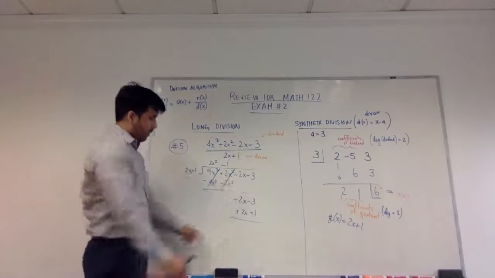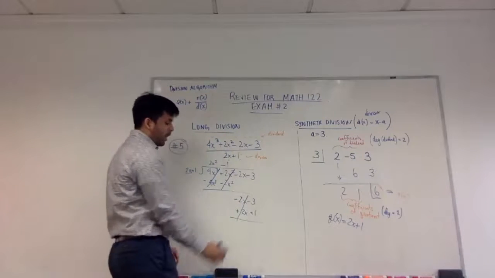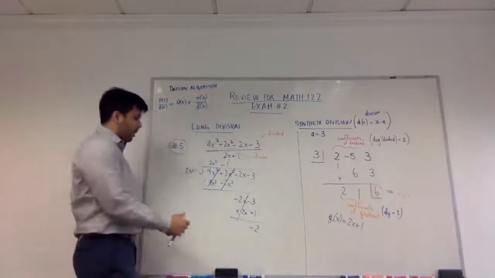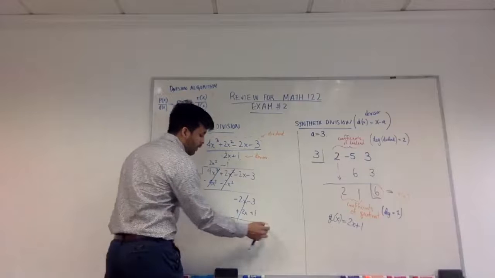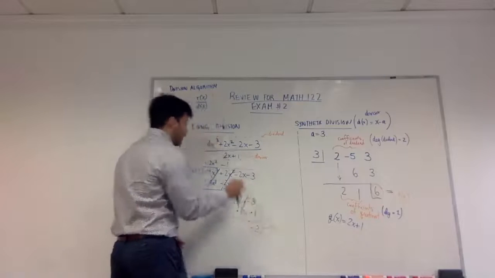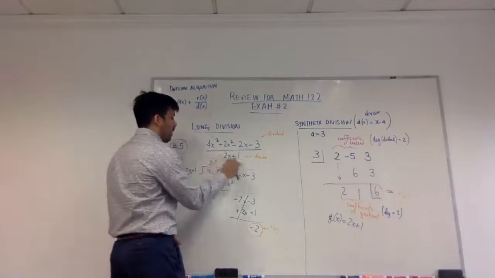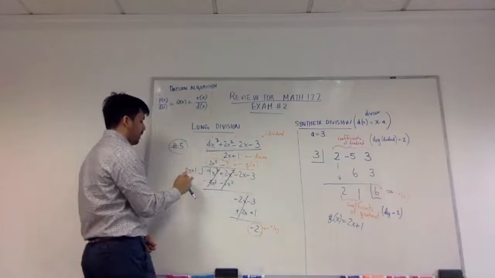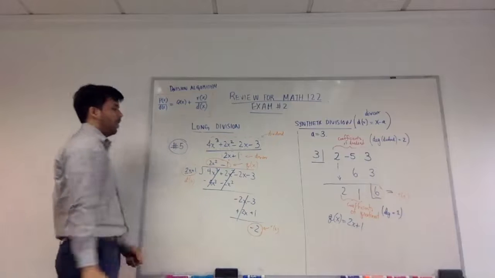Now when I combine them, negative 2x with positive 2x goes away. Negative 3 plus 1 is negative 2. And I'm done because I can't go any further. This is my remainder, r of x. This is my quotient, q of x. And this is going to be my d of x.